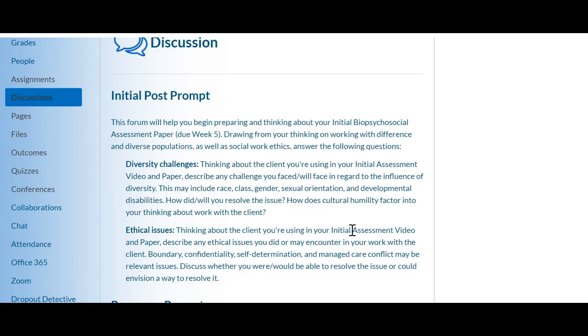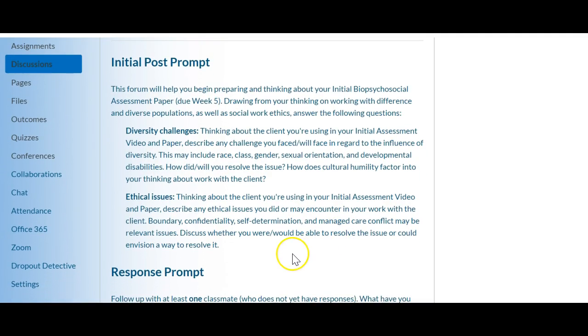Diversity challenges. Here you're going to think about the client you're using in your initial assessment video and paper, and describe any challenge you faced or will face in regard to the influence of diversity. This could include race, class, gender, sexual orientation, and or developmental disabilities. How did or how will you resolve the issue? How does cultural humility factor into your thinking about work with the client?